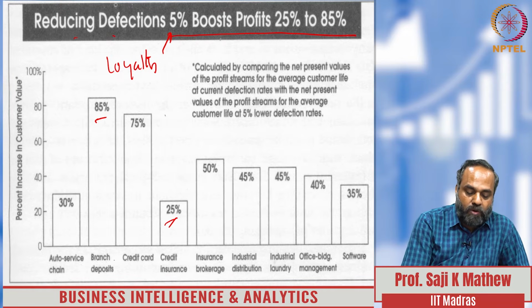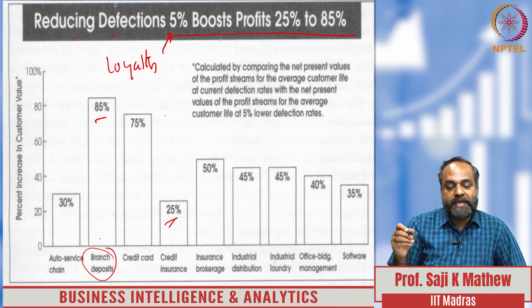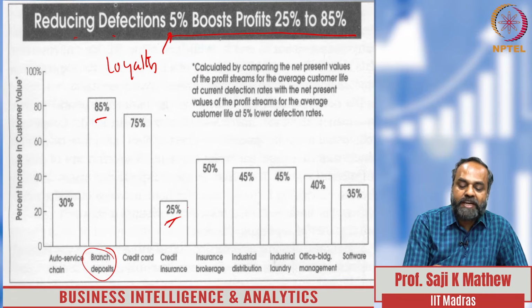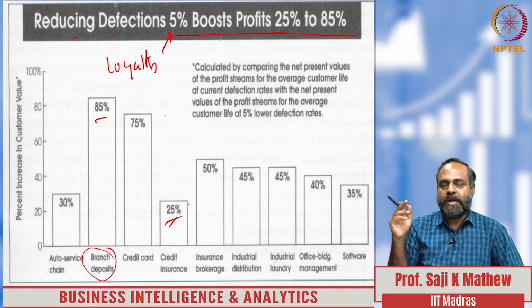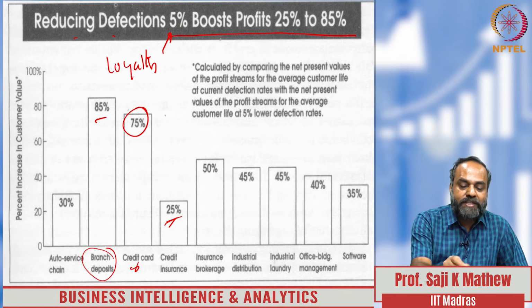If it is in retail banking, it is 85%. If it is credit insurance, it is 25%. Credit insurance, not credit cards. Credit cards are very high, you can see it is 75%.